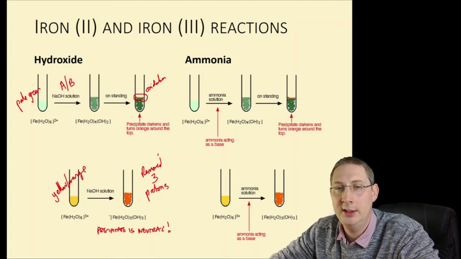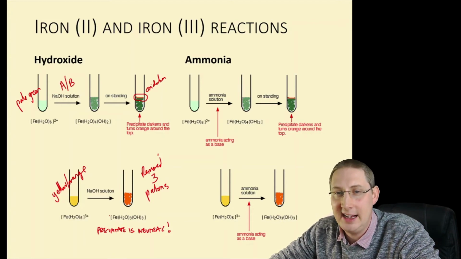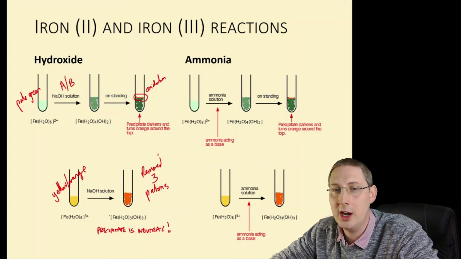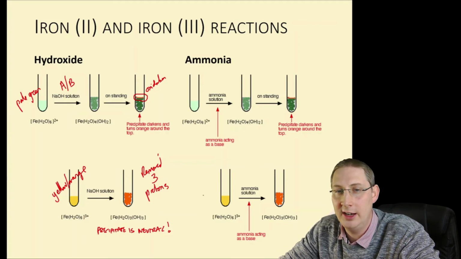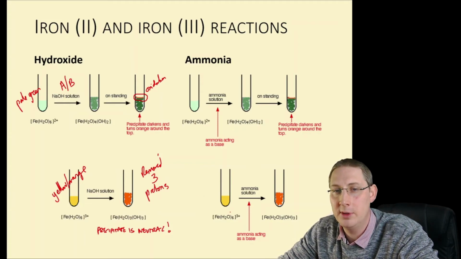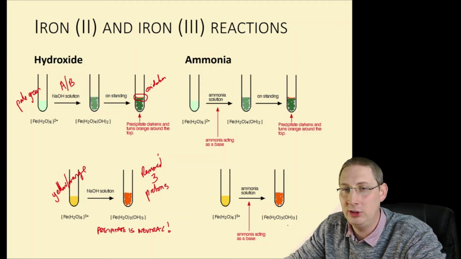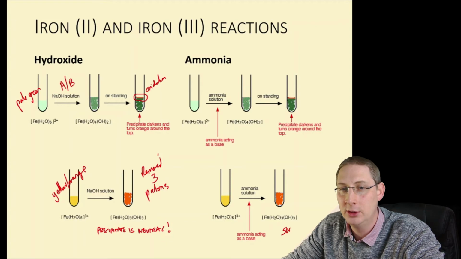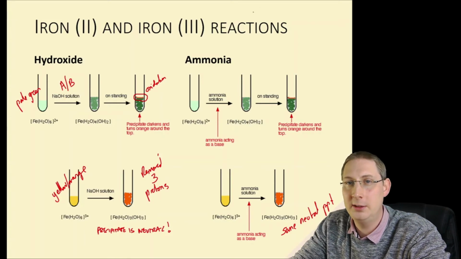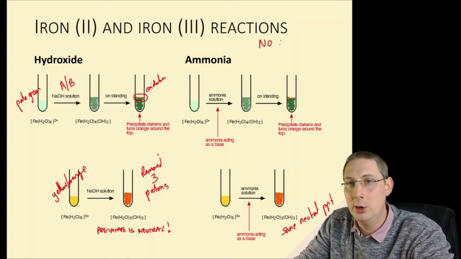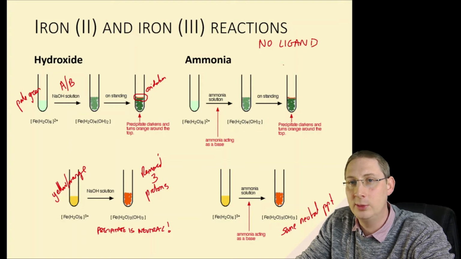Adding ammonia to iron 3, exactly the same thing. The ammonia deprotonates the iron 3, the hexaaqua iron 3 complex, to form the same neutral precipitate. And this is all acid base. So there is no ligand exchange with iron.